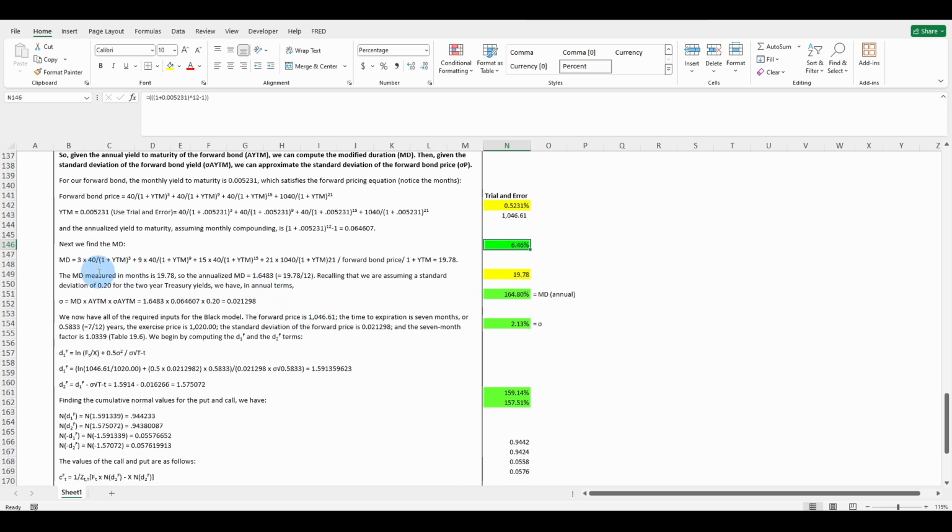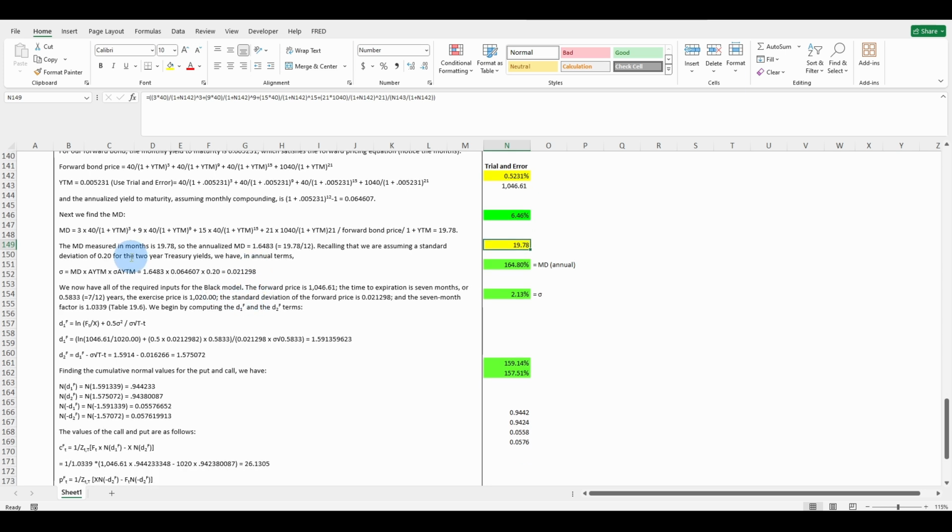Next, we find the MD, Macaulay duration. So we've got 3 times 40, 9, 50. What are these numbers? This is the quarterly compounding. We're looking at the duration of this, which is 19.78. It started out at, what was it, 48 months? The Macaulay duration is 19.78 right here. The MD measured in months is 19.78, so the annualized MD is 1.643, equal to 19.78 divided by 12.